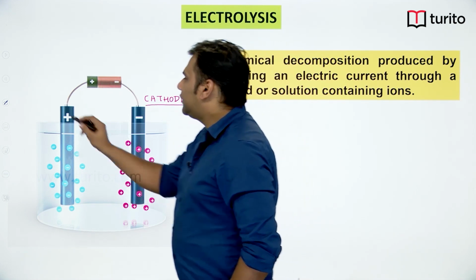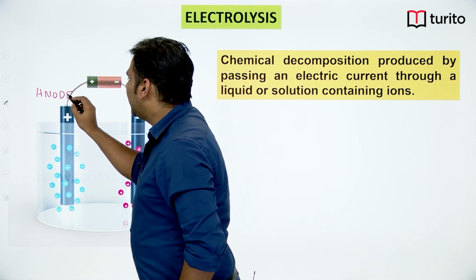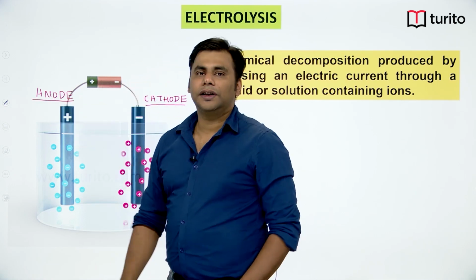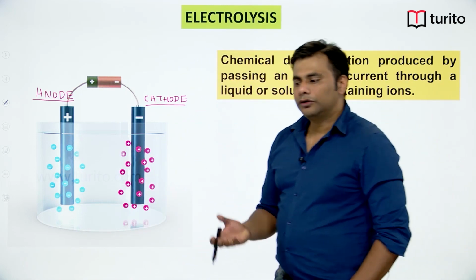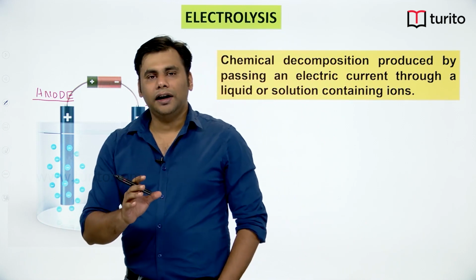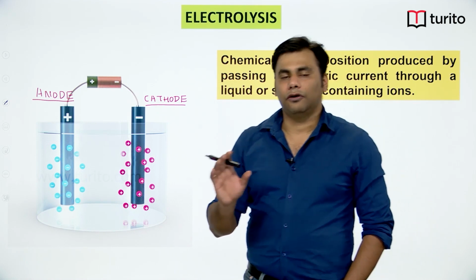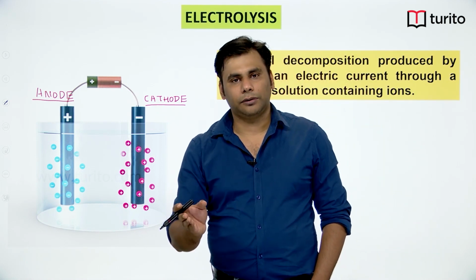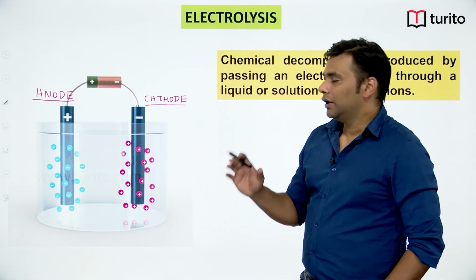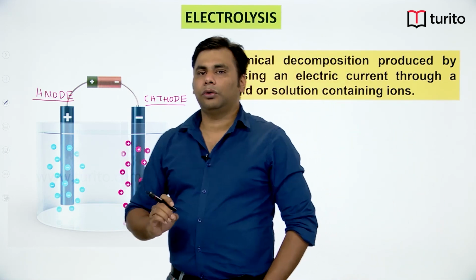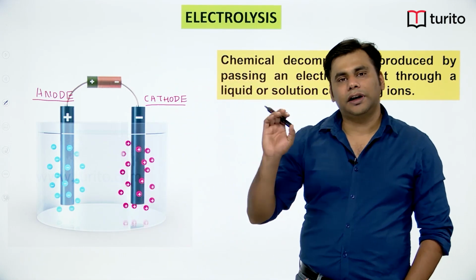Okay, and this terminal is your anode. Now if you just compare it with a galvanic cell, in a galvanic cell we were saying that oxidation occurs at the anode. So you have to basically understand that the signs on the electrodes are not uniform. They keep on changing depending on whether it is a galvanic or an electrolytic cell. But the basic function of the electrode remains the same. At the anode oxidation takes place and at the cathode reduction takes place.